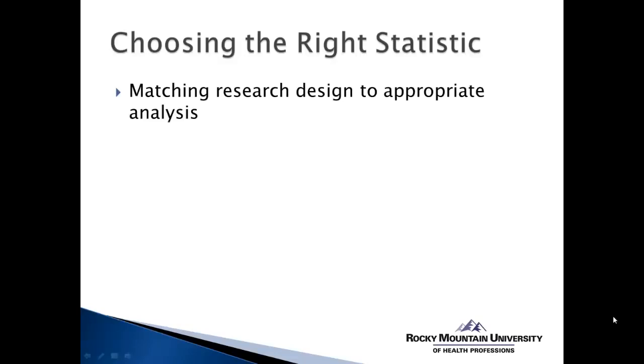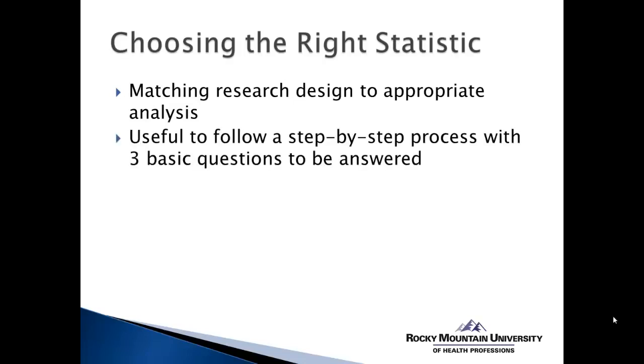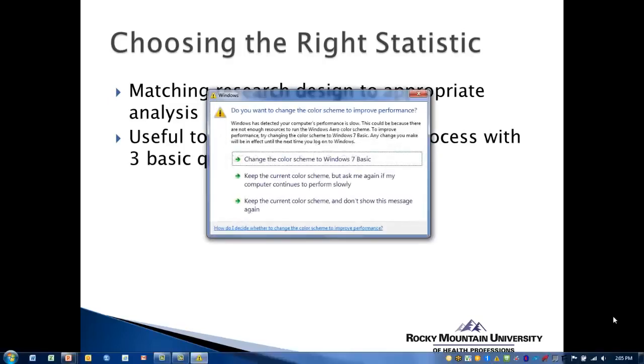So in choosing the right statistic, our goal is to really match the research design that we have to the appropriate analysis. And if we have multiple research questions or designs, we might have multiple analysis techniques we will have to choose. And so I find it to be really useful to follow a step-by-step process in which we have three basic questions that we need to address and answer.